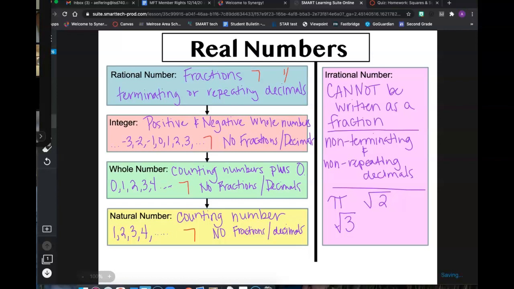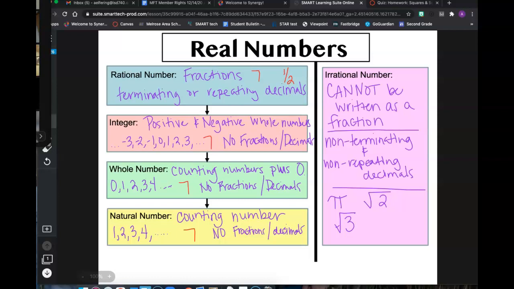Now, if I give you a number like 1/2, 1/2 is a fraction, so therefore it's a rational number. However, I cannot put 1/2 in any of those other categories because integers, whole numbers, natural numbers, they cannot have fractions.